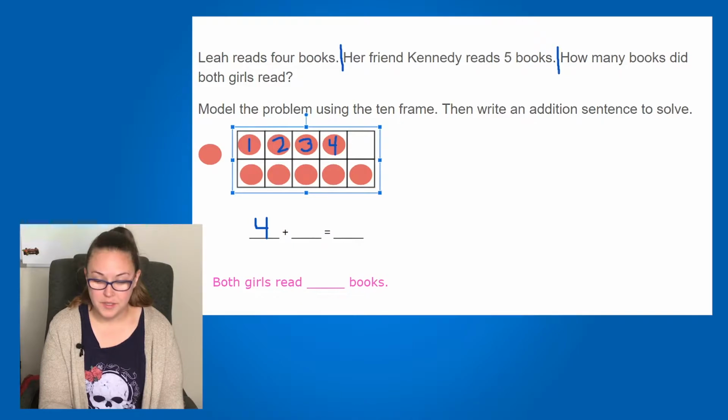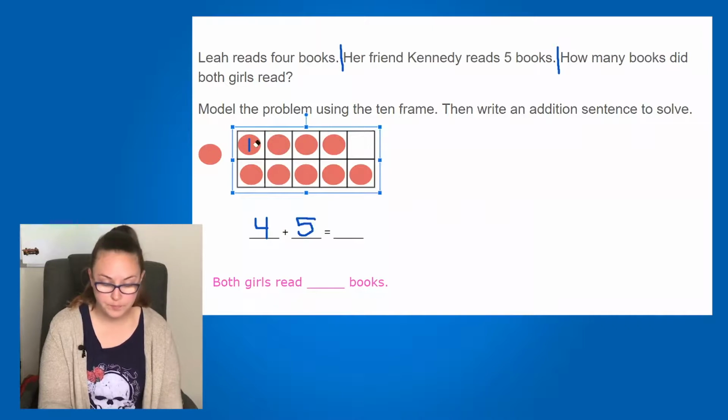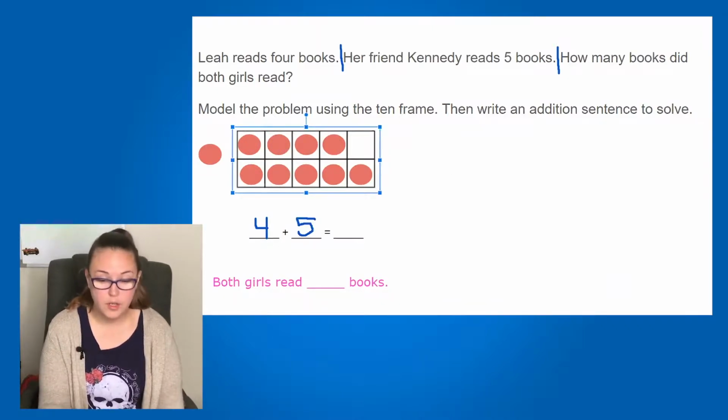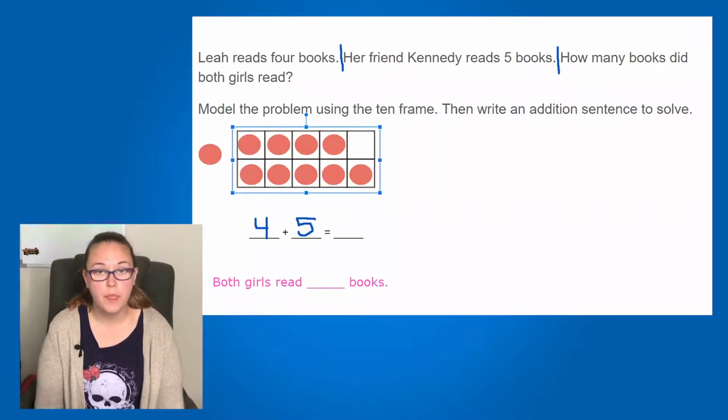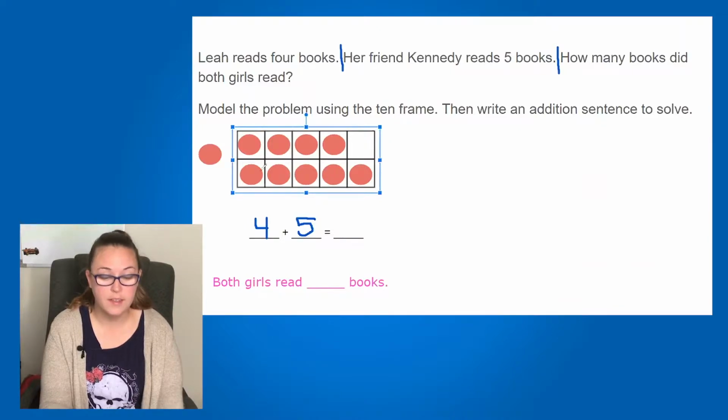Now the next thing we're going to do might confuse you a little bit, so make sure you listen really well. We're going to count the number of counters in our 10 frame, but we're going to start with the number 5 because we know this second row has 5 in it. So starting with 5 and then counting on 4 more. Are you ready? So the bottom row has 5. So this one is 6, the next one is 7, then 8, and last we have 9.